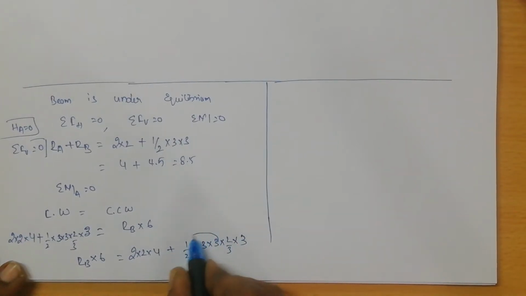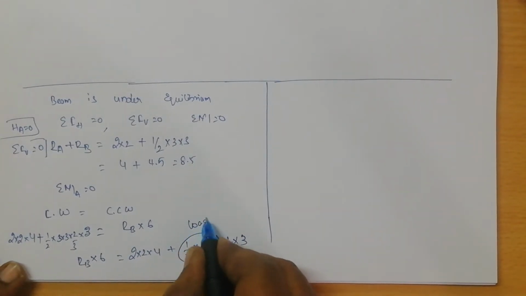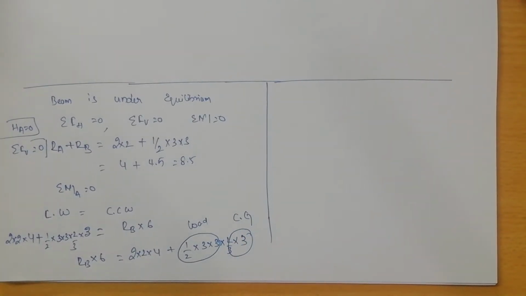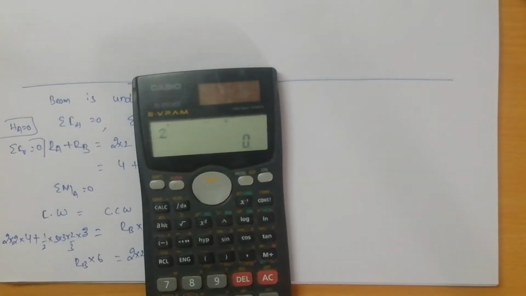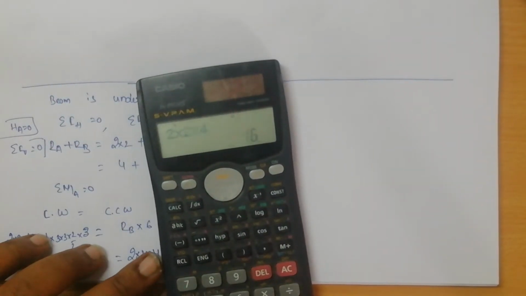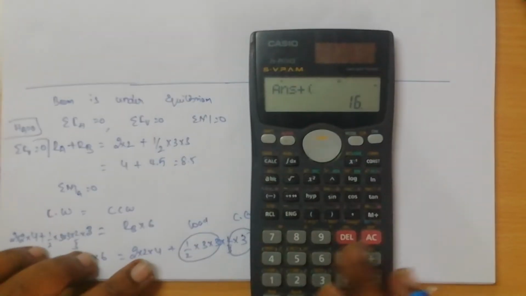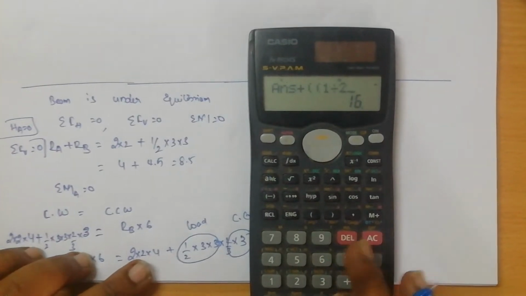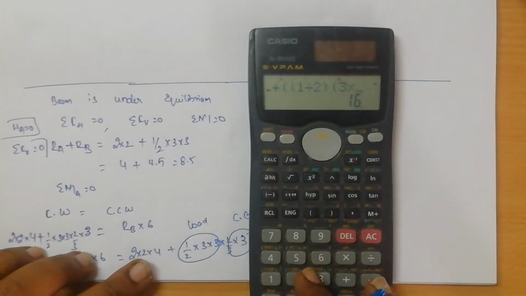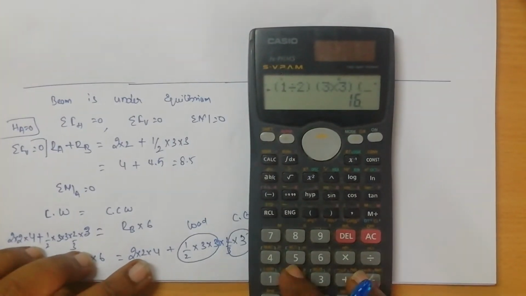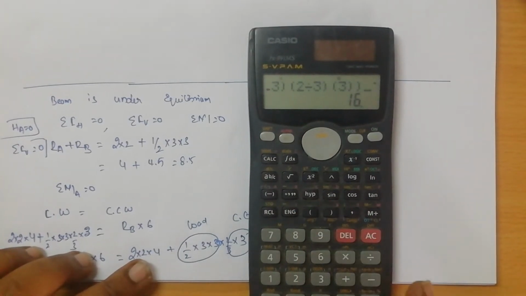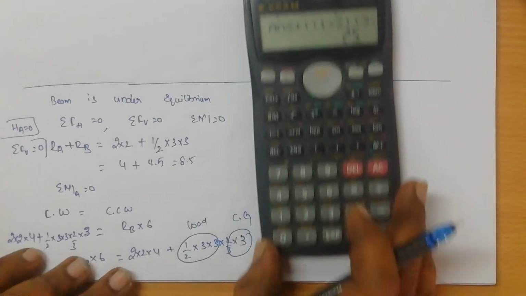So this is the load, and this is the CG value. Now what will be the answer? Let us check. 2 into 2 into 4 is 16, plus, I will use brackets: first bracket 1 by 2 into 3 into 3, then bracket 2 by 3 into again 3. This is the old calculator. In this you have to use the brackets, then only you will get the correct answer.